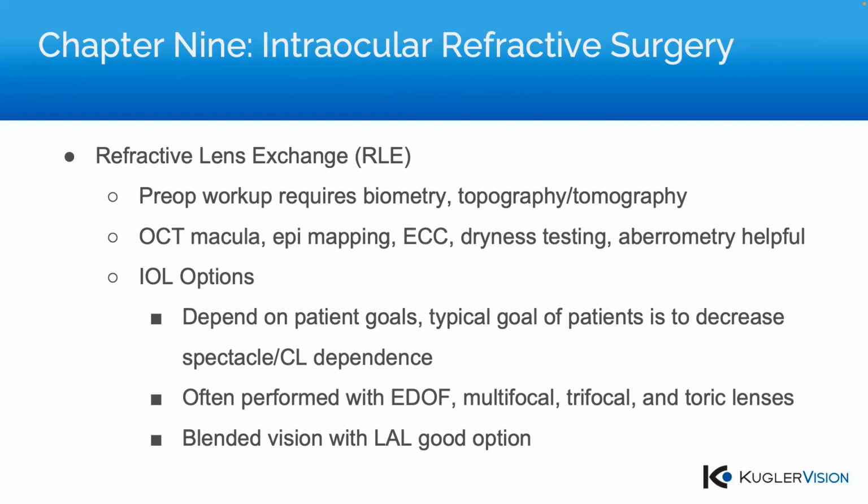Often you will use some type of an extended depth of focus lens that gives good distance and intermediate vision, or a multifocal or trifocal lens to give them a more full range of vision with distance, intermediate, and near. We use a lot of toric lenses and LRIs and things to address astigmatism. We also will do light adjustable lens set up with blended vision to really fine tune the prescription.